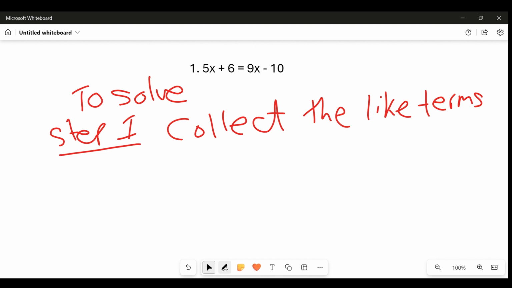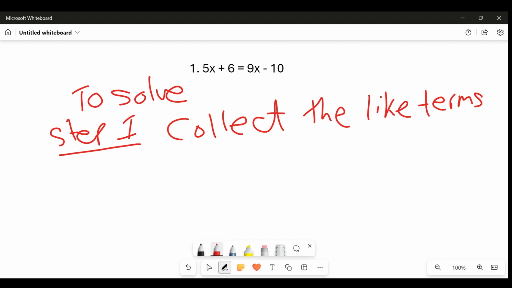5x is a term, 6 is a term, 9x is a term, and minus 10 is a term. So you have to bring similar terms together. By similar terms, here 5x and 9x are similar terms because both of them have an x of power 1. 6 and minus 10 are similar terms because both of them have an x of power 0.